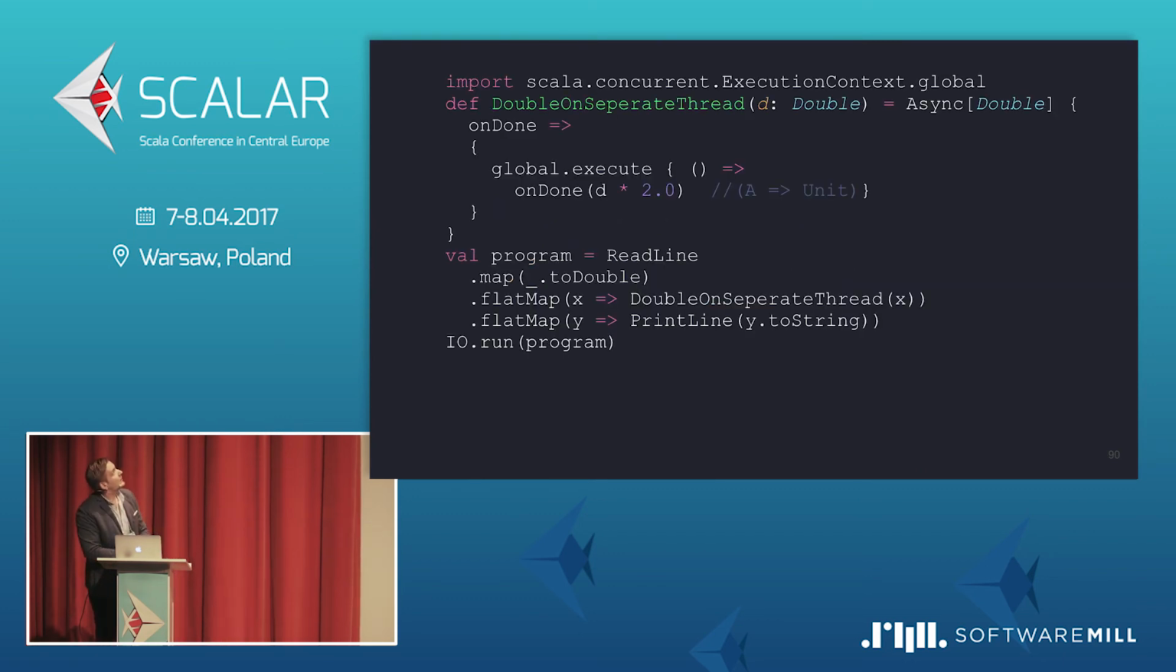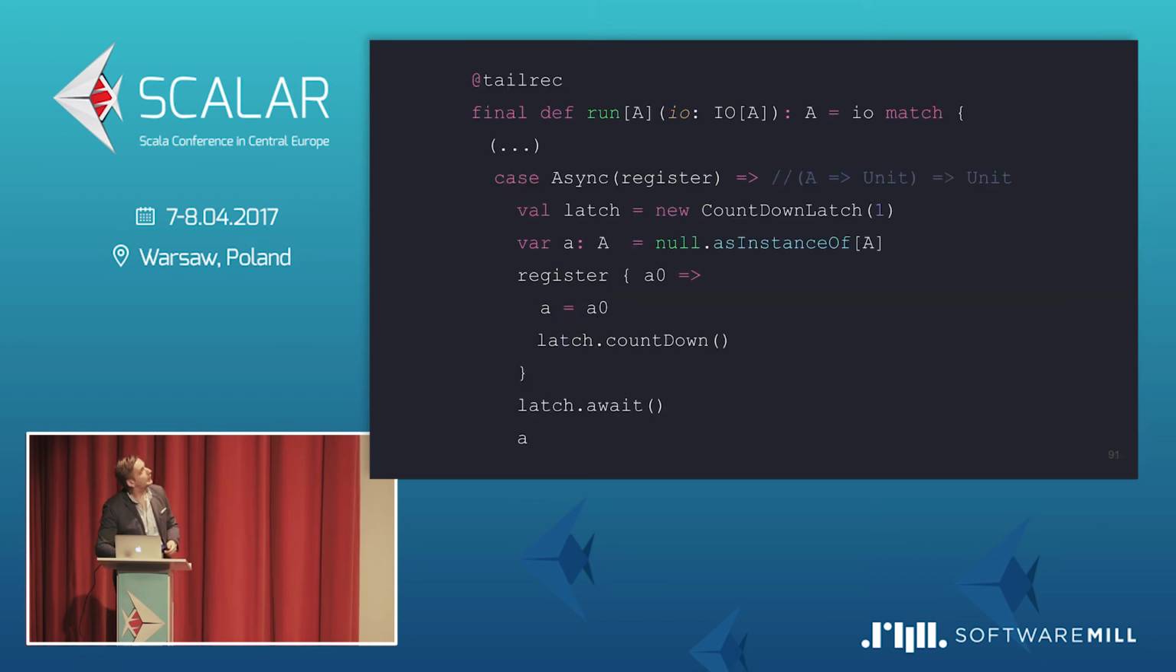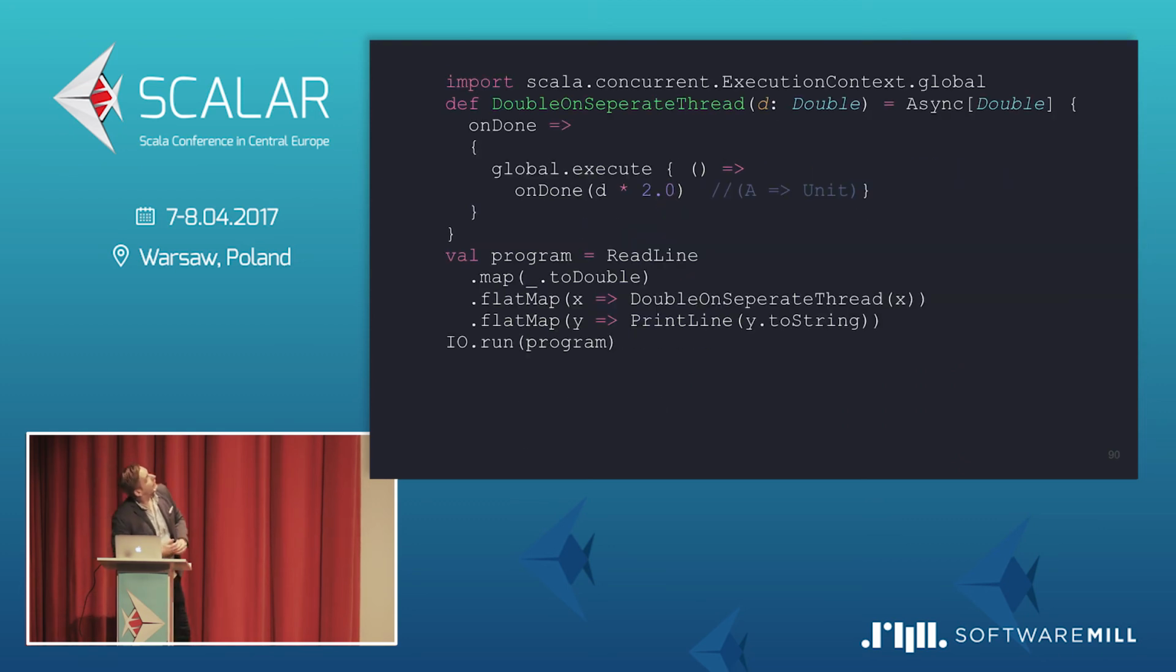So here's an example. We have a double on separate thread method. So we take in a double. We execute it on a global context. And as you can see, the onDone is actually this callback. So the work, doubling by 2.0, is done, and then the onDone method is called to return it to us.